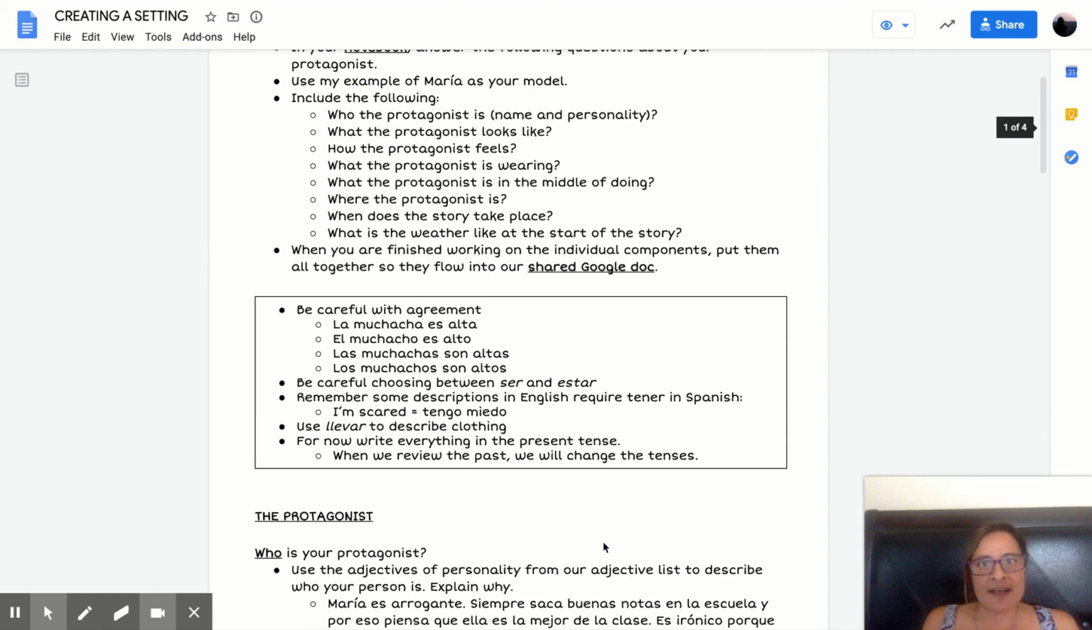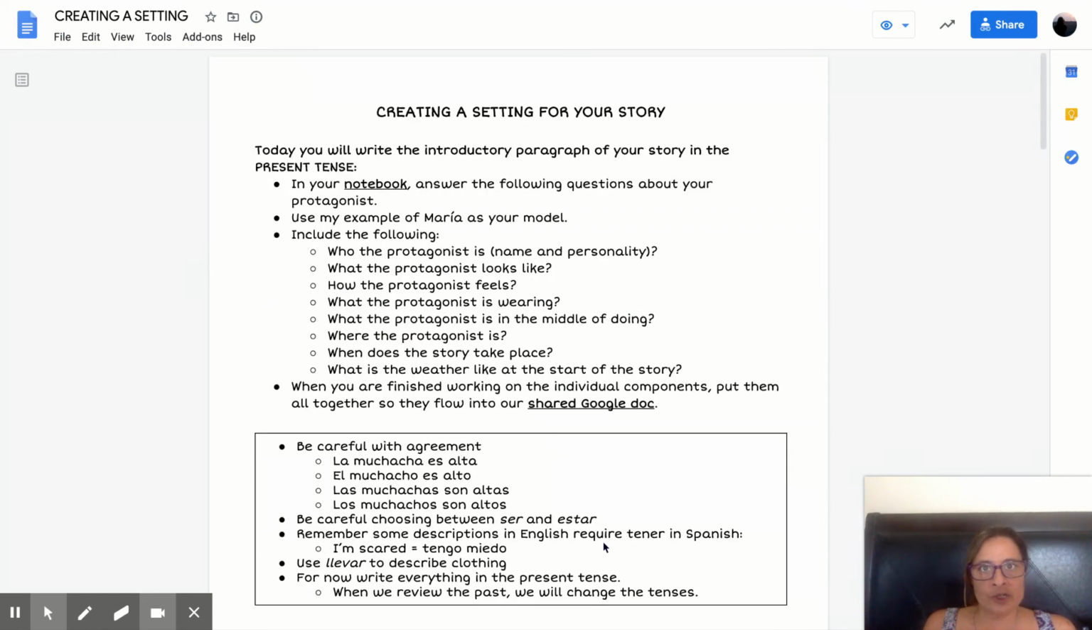The next steps after this is going to be to learn about the preterite, the imperfect, and the pluperfect. Then we will take this introductory paragraph and we will put it in the past. And then we will focus on working on our second and our third paragraph, which will be the action in the story. And then we will work on our final paragraph, which will be the conclusion. We will not have a project this year. We're going to focus on our writing through the end of the semester.